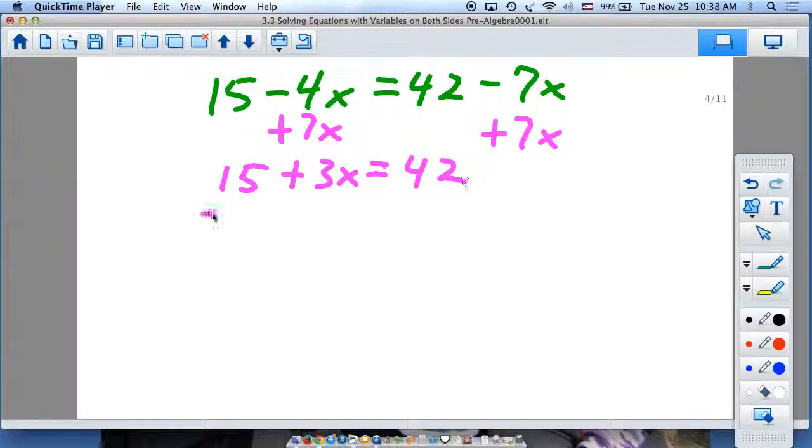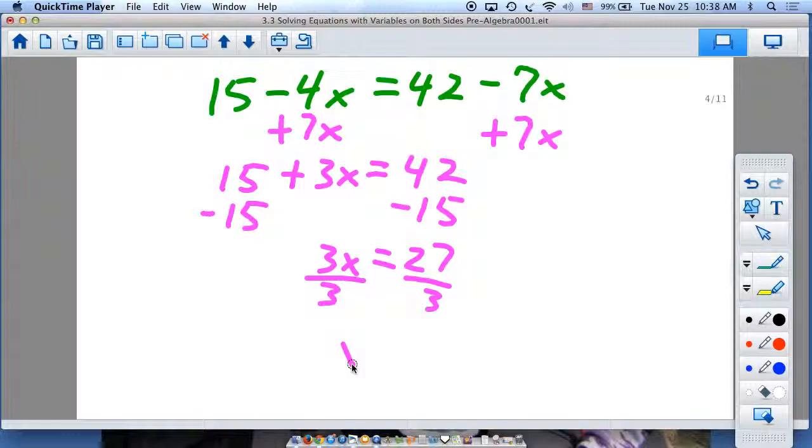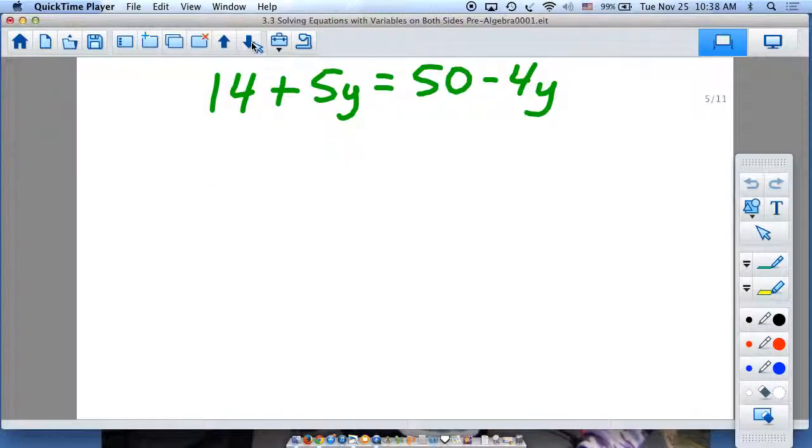Now let's put our constants together. So I'm going to subtract 15 from both sides. Which leaves me 3x on the left-hand side and 27 on the right-hand side. Divide both sides by 3. x equals 9. Bravo to you who got that correct.